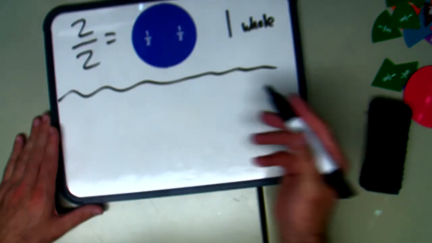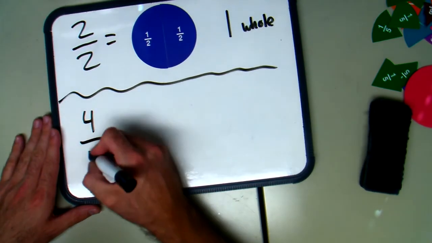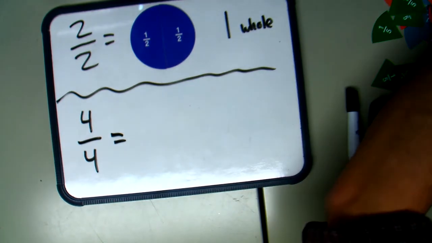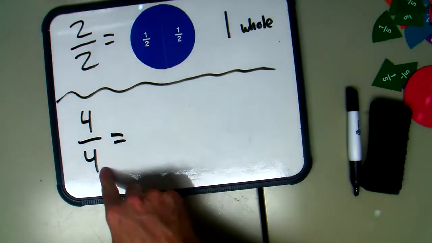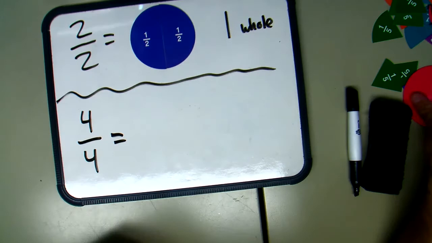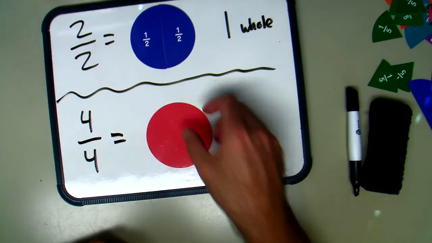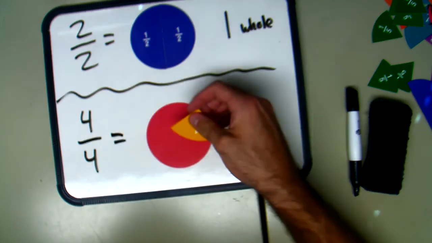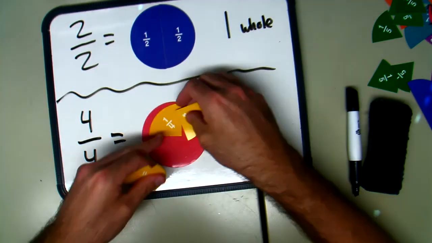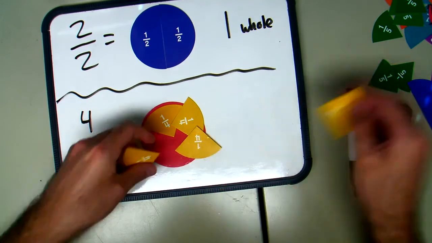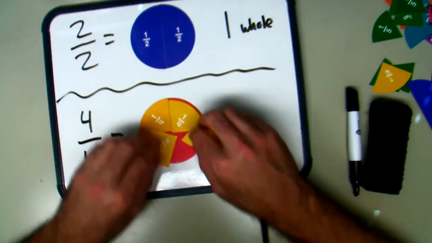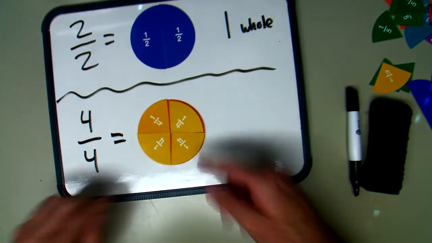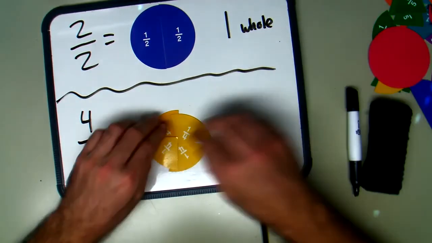What if I were to do it with 4/4? Okay. Bottom number says I need 4 pieces to make one whole. All right, let's see. I have 4, right? Look at the top. It says I have 4. Okay, there's 1, 2, 3, 4. Hey, what do you know? That is equal to one whole.